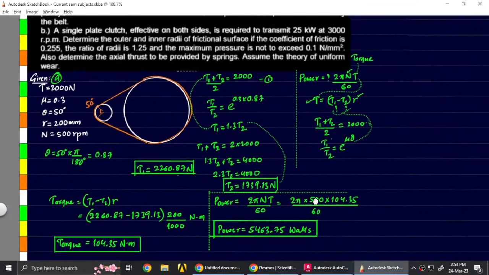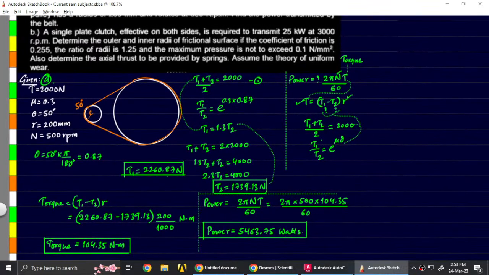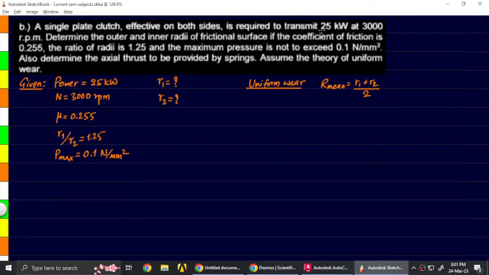Next we'll have to solve for the B bit. A single plate clutch is supposed to transmit 25 kilowatts, rotating at 3000 rpm, and we have to find the inner and outer radii of the frictional surface, with the coefficient of friction 0.255. All the data I have written down over here. R1 and R2 is what we need to find, and we have been told to use the theory of uniform wear while solving this problem.